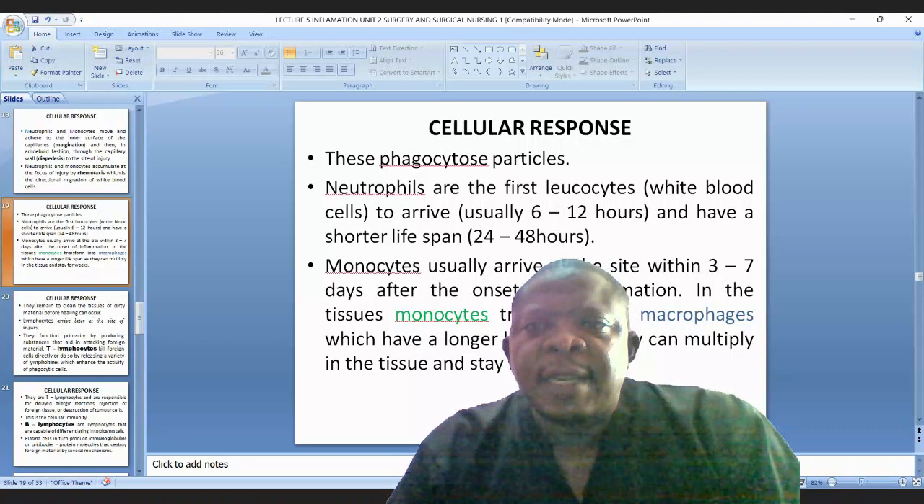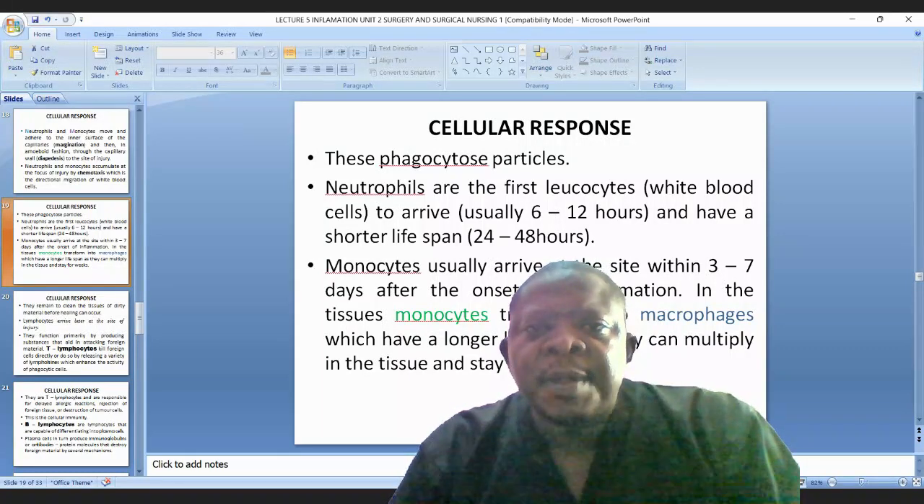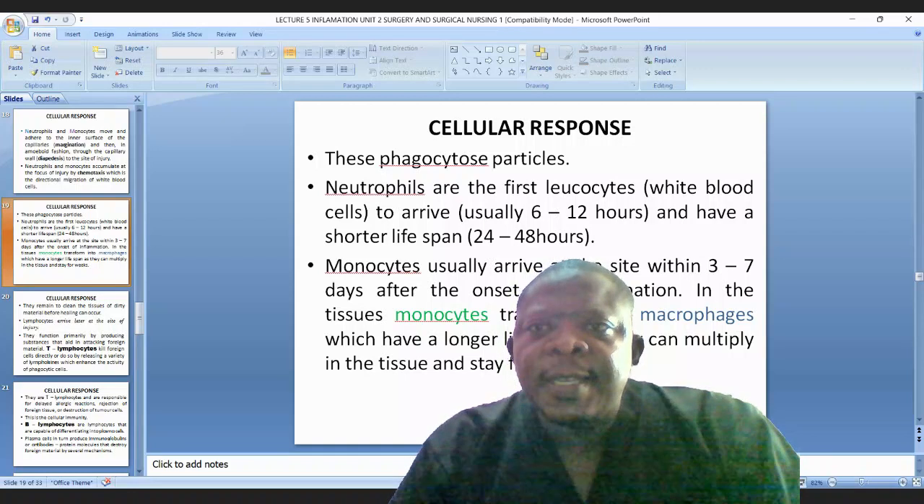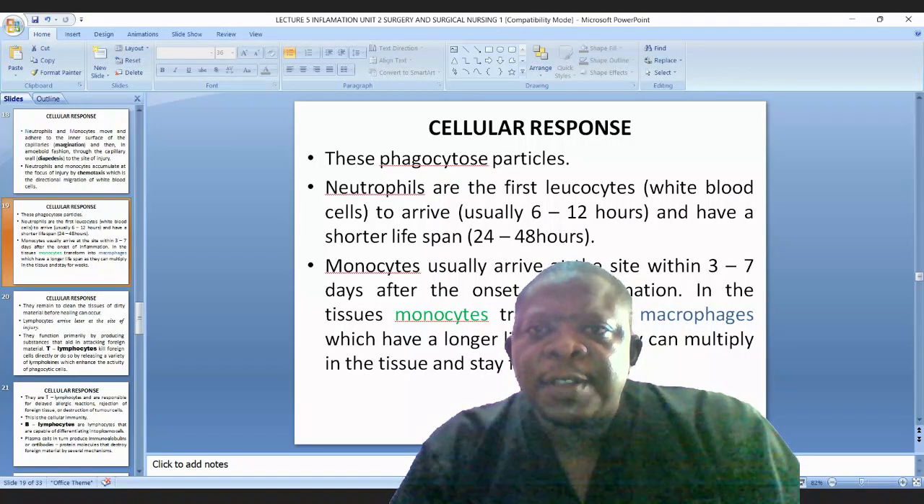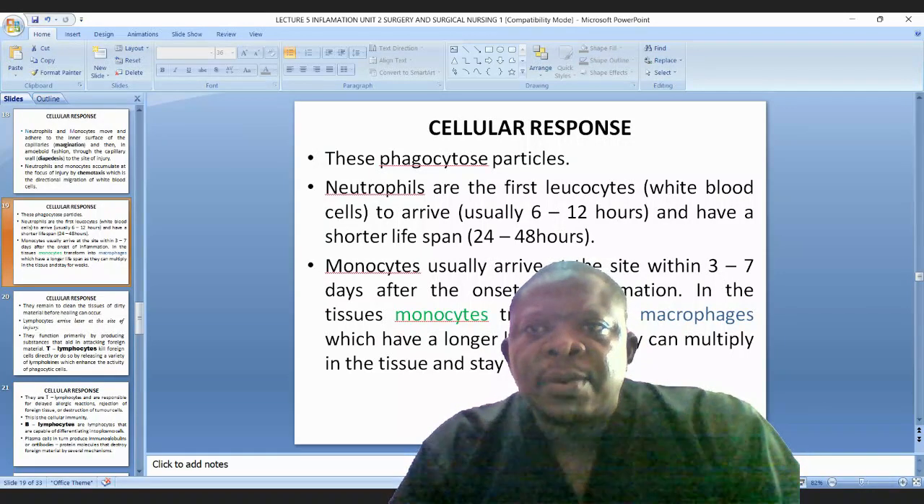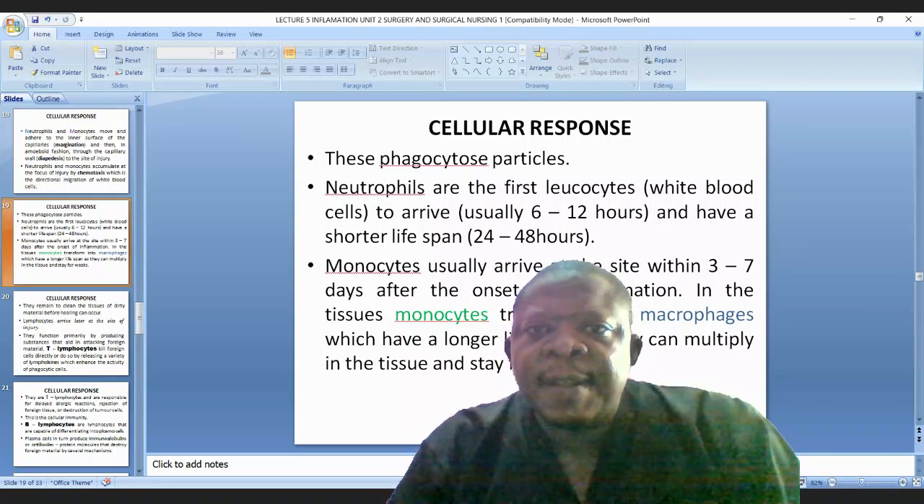Okay, and then after, neutrophils are the first leukocytes to arrive. We need to understand that they arrive about 6 to 12 hours after the injury, and have a shorter lifespan of about 24 to 48 hours.